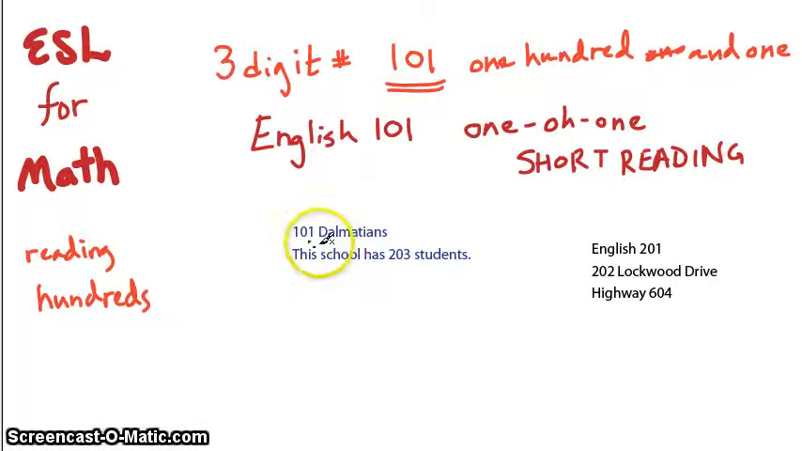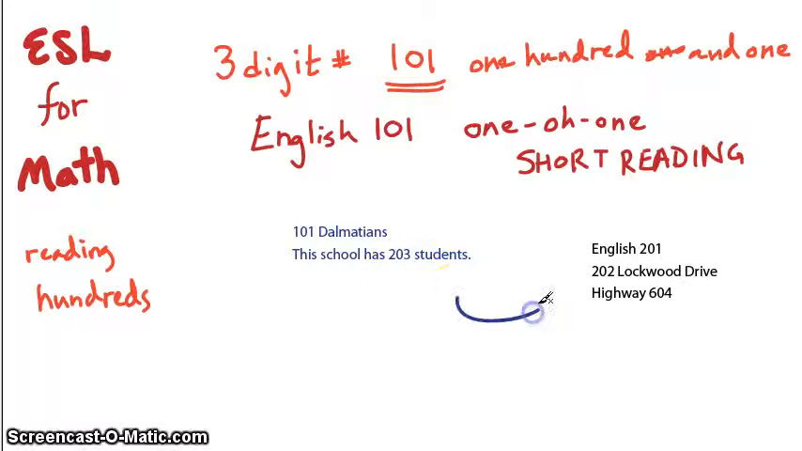Okay, so I would say "one hundred one Dalmatians." Dalmatians are those little black and white dogs that are in the movie. So this is the name of a famous movie, 101 Dalmatians. And I would never say "one-oh-one Dalmatians." I would say "one hundred one Dalmatians." Or, this school has 203 students. I would never say "two-oh-three students." I would always say "two hundred three students."